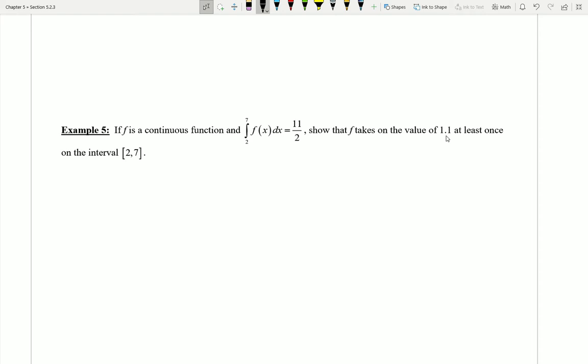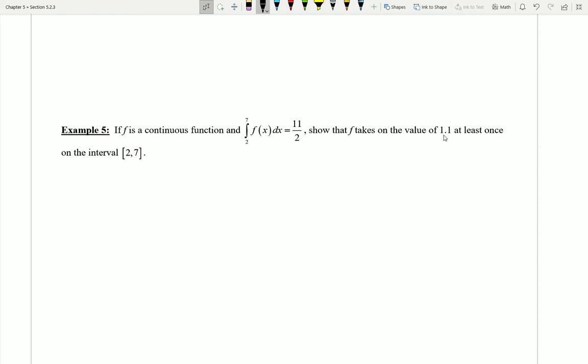Okay, if you read that through and you're trying to comprehend that, that is a very weird question. First off, I don't know what the function is, right? I'm not told if this is a polynomial function, a trig function, a function with logarithms in it. Like, I have no idea what this function is. All I know is that the area under it from 2 to 7 is 11 over 2, and my goal is to show that it hits the y value of 1.1.